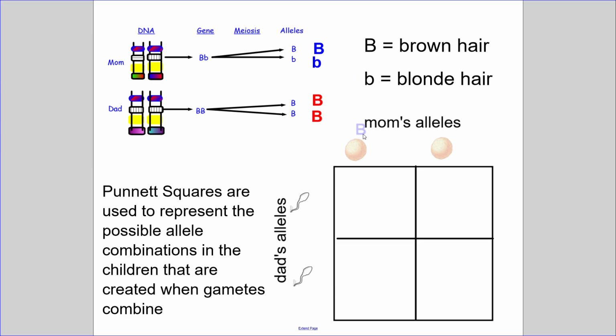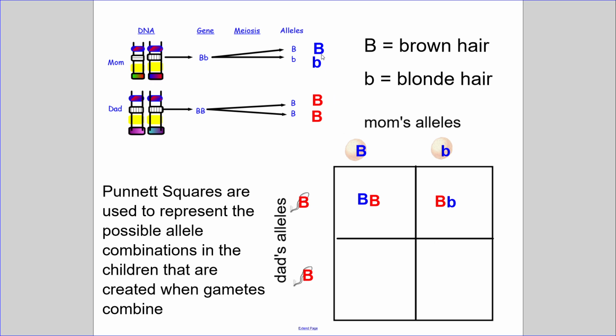We can take this B and we'll put it at the top there, and we'll take this little b and put it there, because those are the only two alleles that your mom can pass down. Your dad can pass down a big B and a big B, so we're going to put one of those here and the other one down there. So now, using this Punnett square, we can try to predict what the possible offspring might inherit. So in this box, the allele combination would be a big B from mom and a big B from dad. In this box, it would be a big B from dad and a little b from mom.